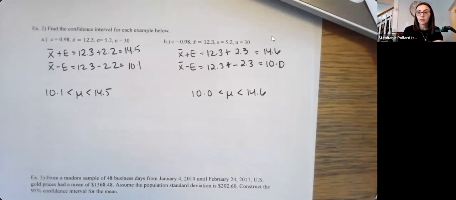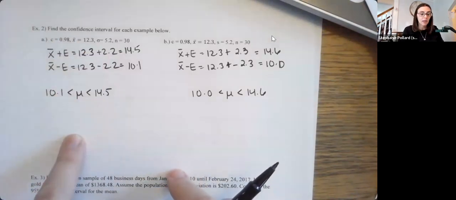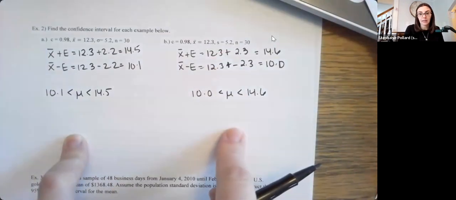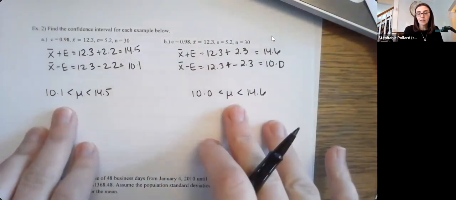So you do want to be careful. If you have population data over here, then you can use the Z curve or the normal curve. And if you have sample data, we're using that T table instead. Whether you use Excel or the table, you're still going to do the last step by hand and go ahead and add and subtract.